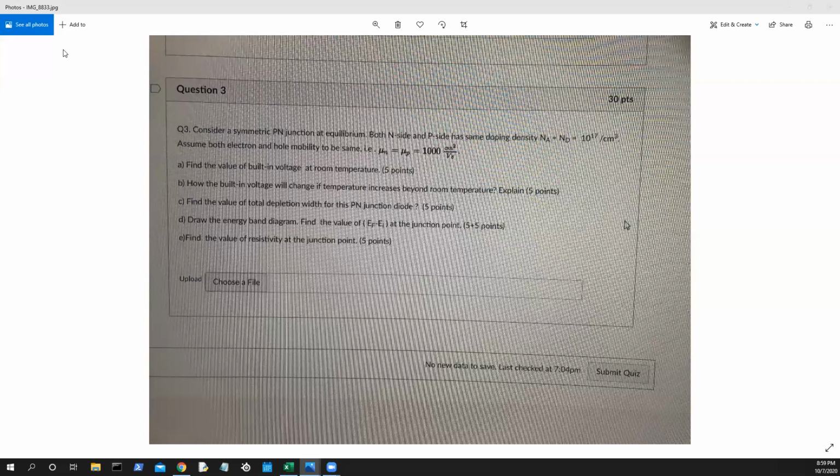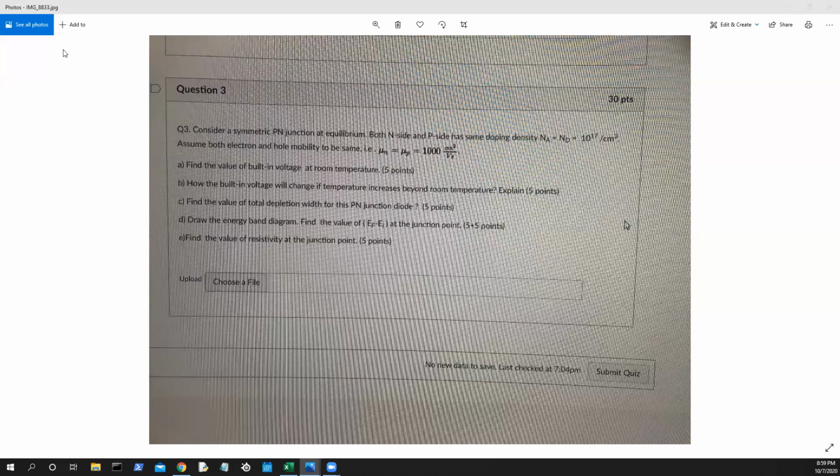The equation for built-in voltage is yet again the fabled kT over q quantity, which whenever I see it, I take as 0.026. So that's a constant in my head. I just leave it as that. And then ln of Na times Nd over ni squared. So that's what we're working with here.